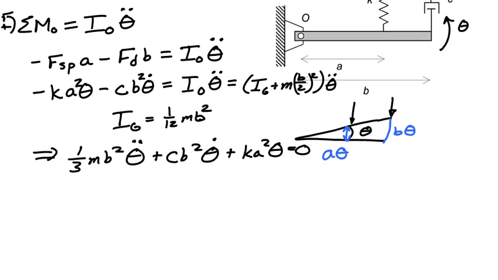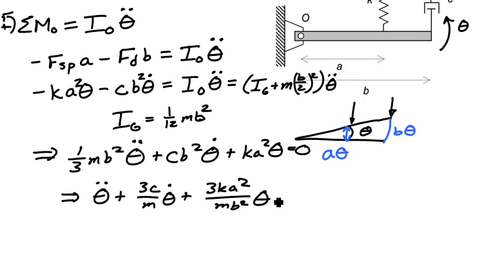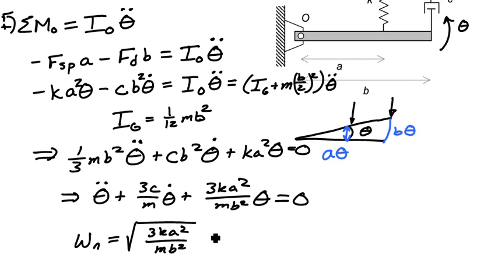Now in this particular problem, I'm asked to find the value of c necessary to have critical damping, and to find that, I'll start by mass normalizing this problem. That gives me theta double dot plus 3c divided by m times theta dot plus 3k a squared over m b squared times theta equals 0. At this juncture I can find the natural frequency of the system, because I know it has to be the square root of 3k a squared divided by m b squared. And I also know that 2 times zeta times omega n has to equal 3c divided by m.